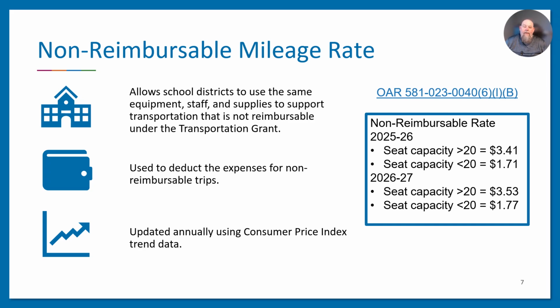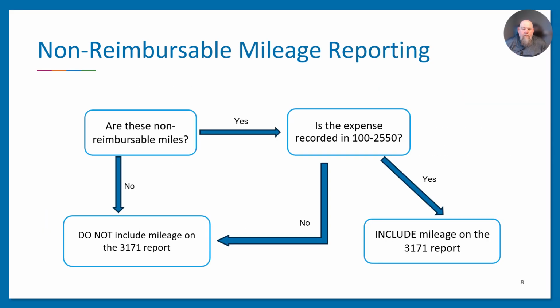Now, the mileage rate allows districts to use the same equipment and staff that they use for regular trips for non-reimbursable trips as well. And so again, we just reduce your transportation grant by those expenditures if they're recorded in 125.50. So we put together a little flow chart that just kind of helps explain it, right?